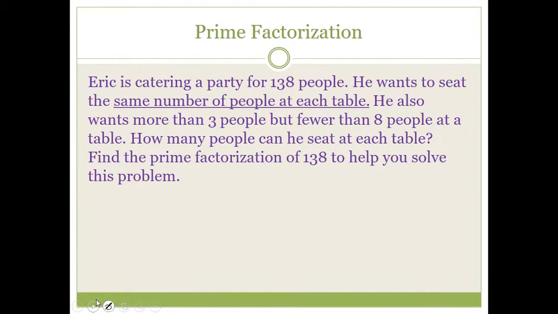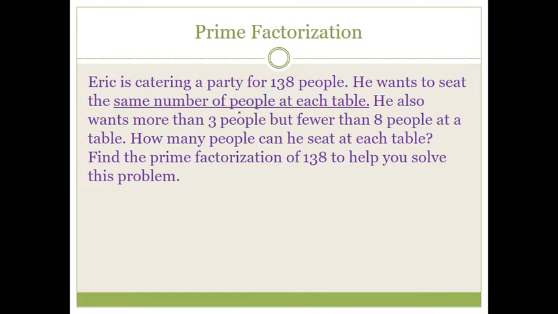So let's go ahead and use this idea to solve a word problem. Suppose Eric is catering a party for 138 people. He wants to seat the same number of people at each table. He also wants more than 3 people, but fewer than 8 people at a table. How many people can he seat at each table? Then the hint is to use the prime factorization to help you solve the problem.